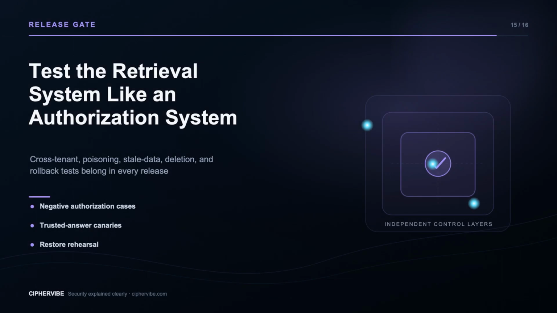Before release, run negative authorization tests that must return 0 results. Seed synthetic canaries for each tenant and confirm they never cross. Test hidden text, conflicting sources, stale documents, low-confidence queries, deletion propagation, credential rotation, snapshot restoration, and rollback. Evaluate retrieval separately from generation so a fluent answer cannot hide a bad search result.